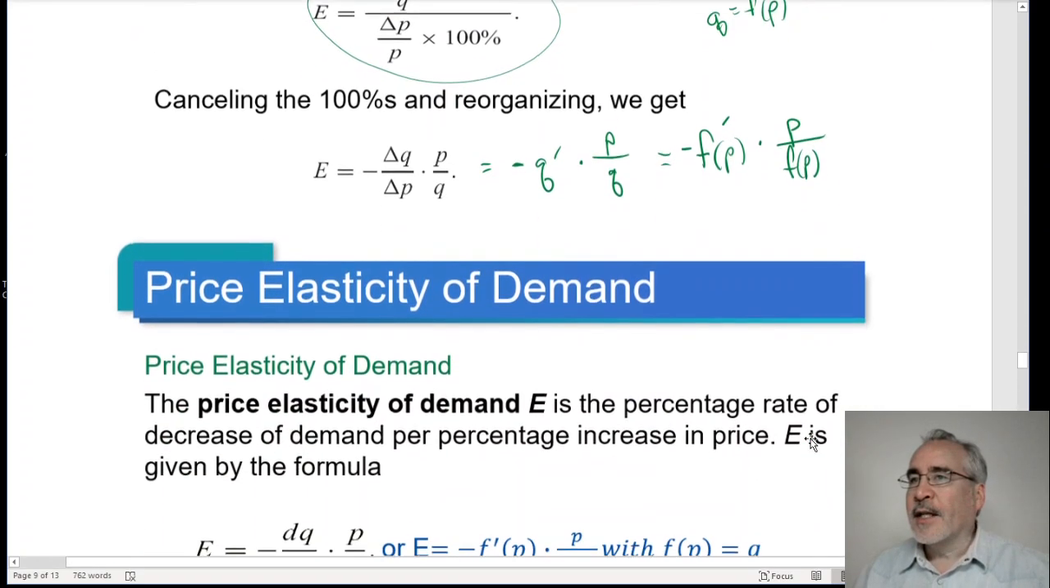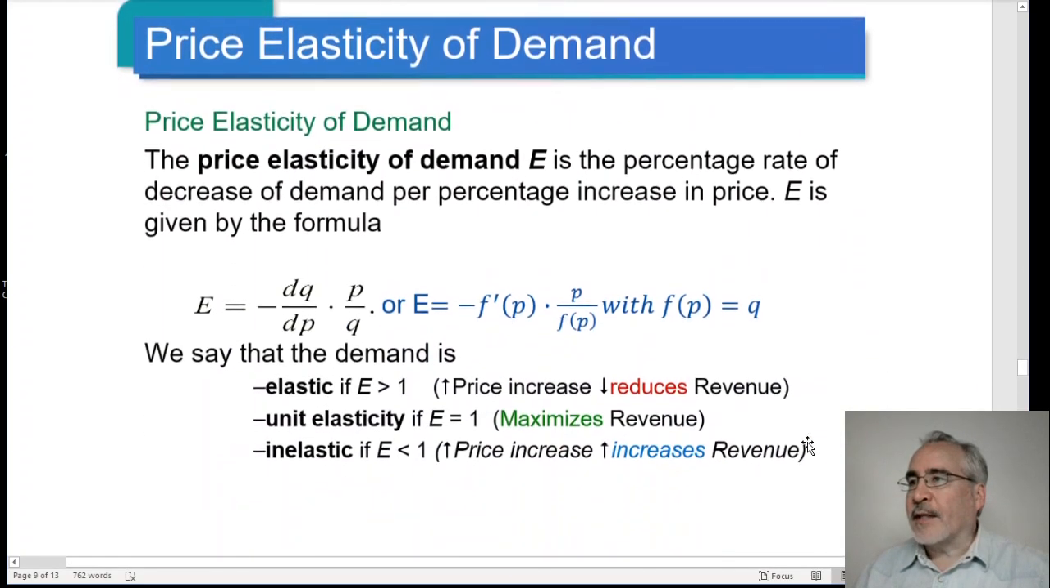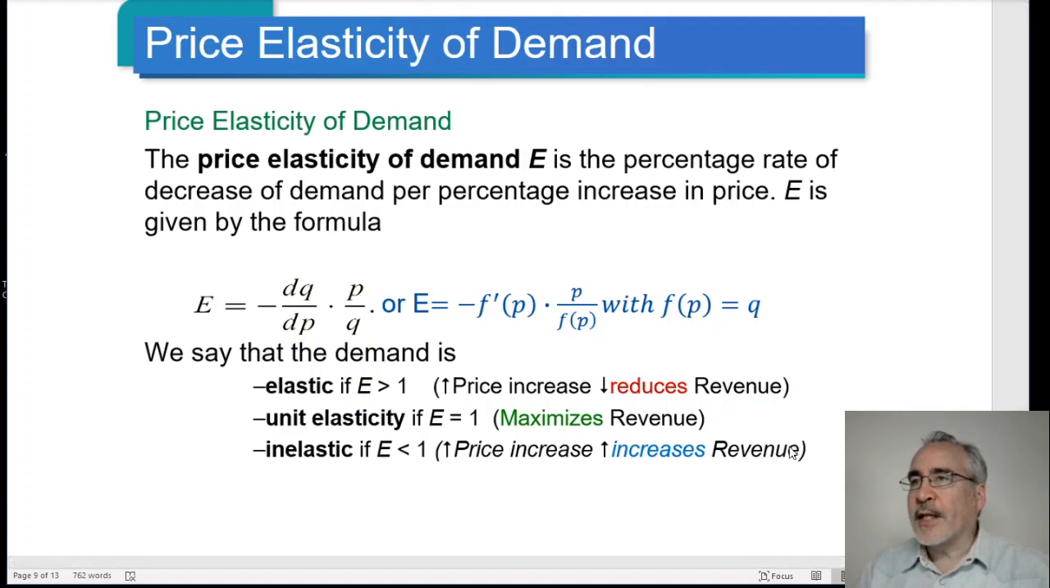Okay, so price elasticity of demand. So again, we've got the formula: the negative of the derivative times P over Q. Or another way to phrase it, it's the derivative of the demand function. We write as f of P, right? f of P equals Q. Same type of thing here. So we can do it this way. But here's what we're going to be comparing. Once we do this calculation at a particular price, we get a value for E, the elasticity.